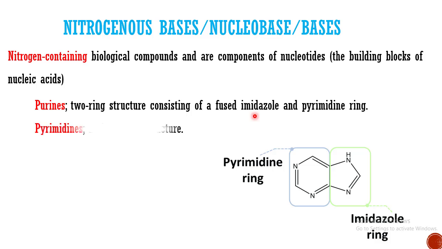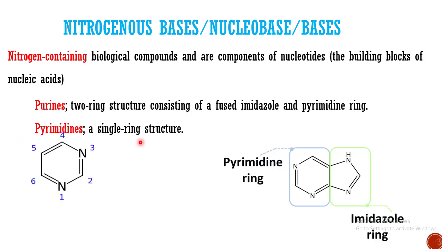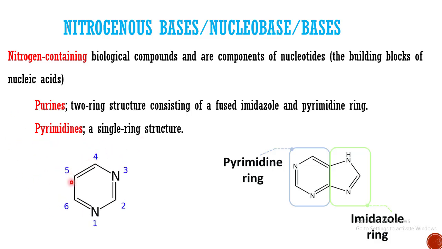The second type of the nitrogenous base is known as the pyrimidines, and these pyrimidines have a single-ring structure. So if you look at their structure, it is a single ring. What that means is that this is a smaller molecule in comparison to the purines, because the purines have two rings. So let us first talk about the purines.